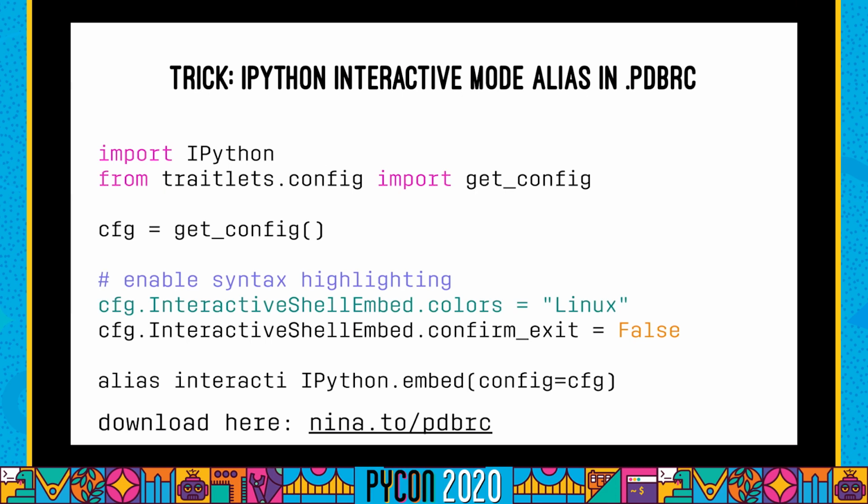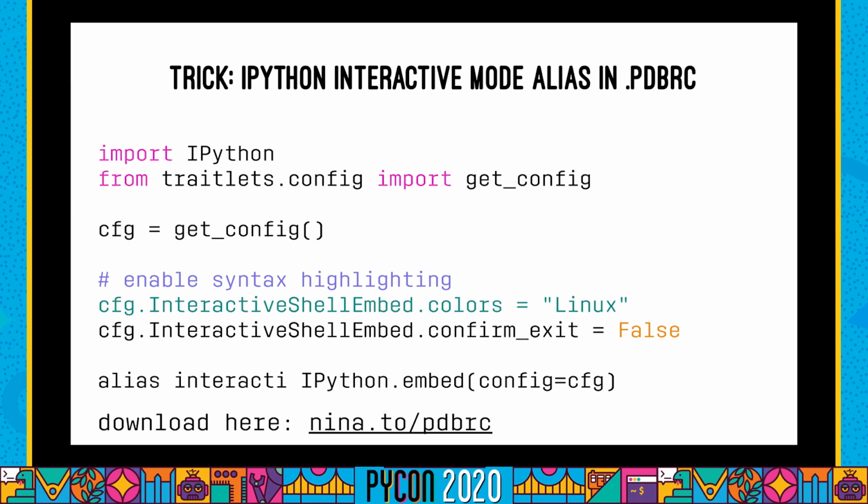Now, this is a trick allowing you to use IPython as your interactive mode REPL by creating a file called a .pdbrc file, which is a configuration file. And you can download mine at nina.2/pdbrc. So not only do you get that nice IPython shell with syntax highlighting and tab completion if you do this, but you also get the fancy stuff like using magic methods in IPython for multi-line paste.